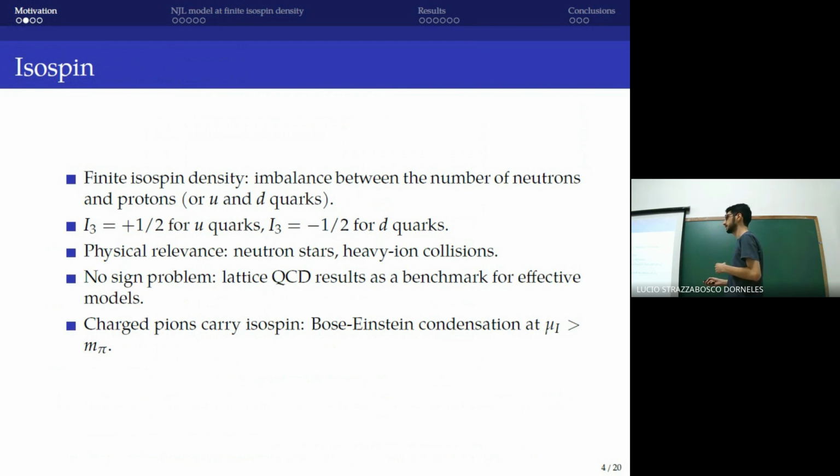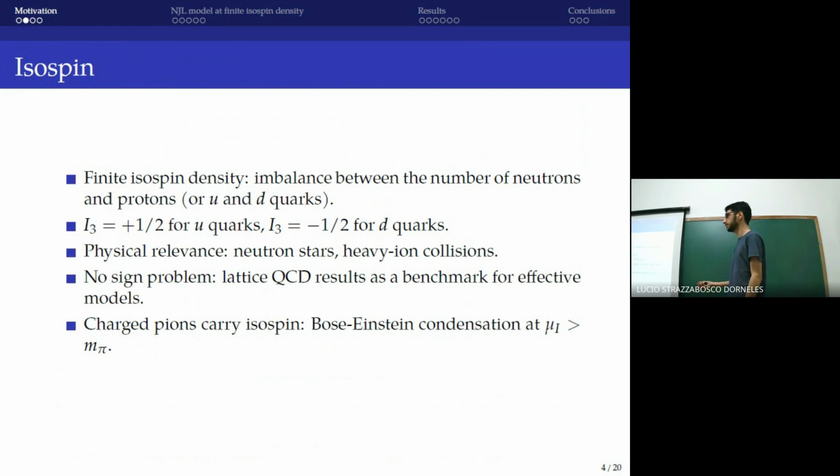Systems where this finite isospin is relevant are neutron stars, and maybe some heavy ion collisions as well, especially non-central collisions, which have finite isospin effects. Another motivation for us to work with effective models is that LQCD simulations don't suffer from the sign problem at finite isospin density but zero baryon density. So we can test our models and compare with these predictions.